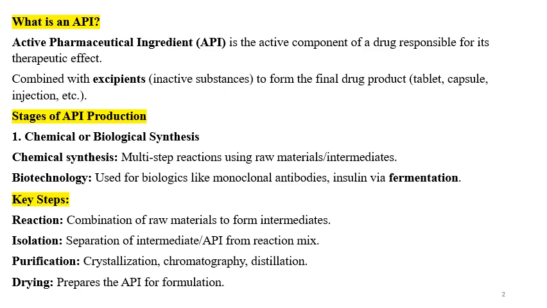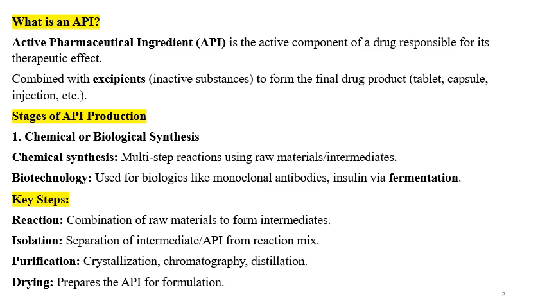Biotechnology API production involves biological processes, and biotechnology is used for biologics like monoclonal antibodies and insulin via fermentation. So these are the examples of biotechnologically derived APIs. Key steps in API production involve reaction, isolation, purification, drying, and others also like milling, size reduction, size separation, or amorphous formation. Reaction involves combination of raw materials to form intermediates.